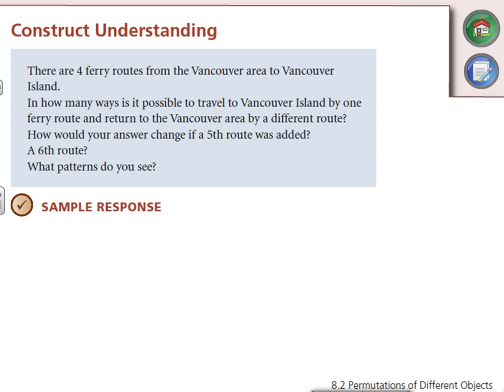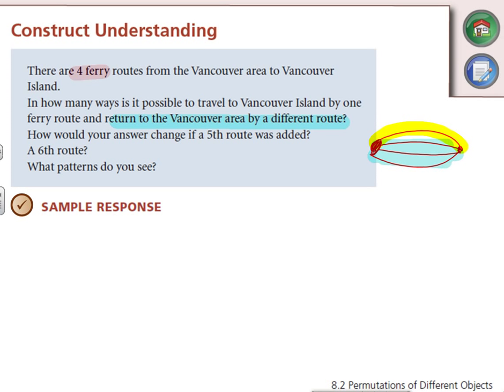All right, on the ferry now. We're going from Vancouver to Vancouver Island. And we've got 4 different ferries, but we've got to go one way and return by a different route. So let's just look at that. We've got the island here, we've got Vancouver there, and we got 1, 2, 3, 4 different routes that we can take. If we go one there, we've got to come back on one of the other 3.